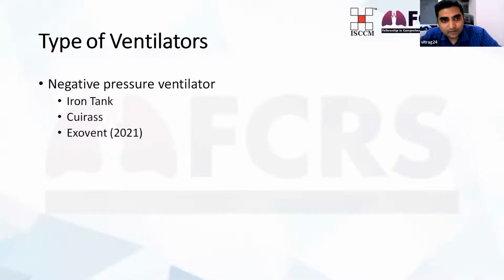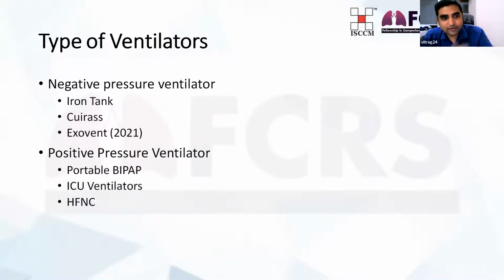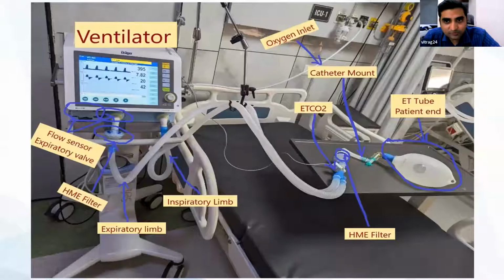So the types of ventilation are negative and positive. The types of negative pressure ventilator are iron tank, cuirass and exovent, and the types of positive pressure ventilator are home BiPAP, portable BiPAP, ICU ventilator and HFNC. And another thing is ECMO, that is totally different.